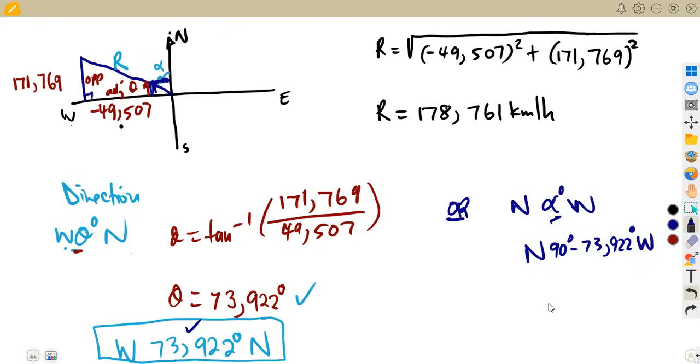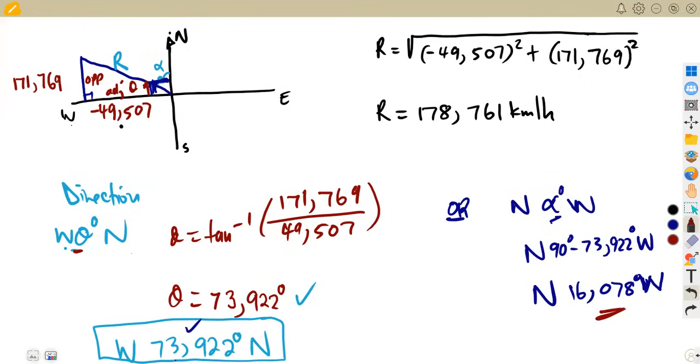If we subtract, we are going to obtain 16.078 degrees, which means we are moving from the north to the west this time. So that will be the direction there, from the north to the west. That's what is important. Then you conclude at the end.